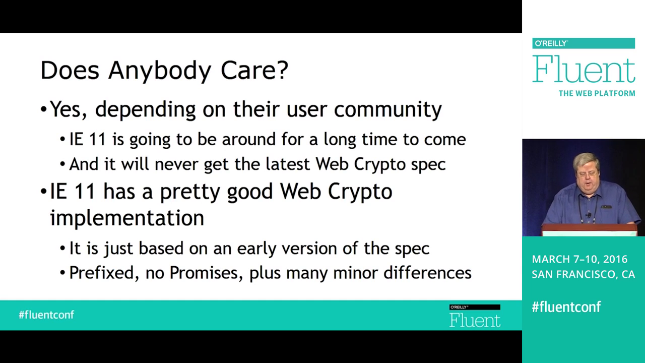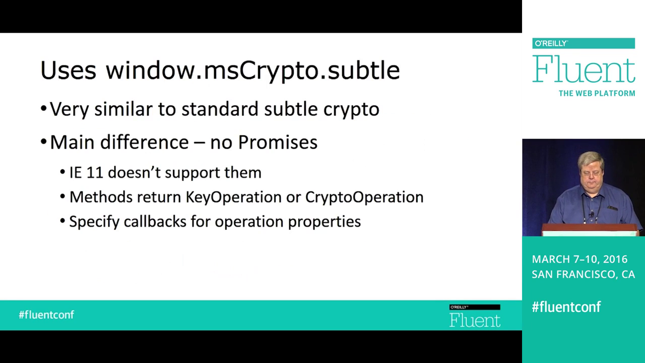for a while. The problem is that although IE has a pretty good web crypto implementation, it's not quite the same as what we've been using. It's based on a 2-year-old version of the spec, not the candidate recommendation. And the main reason for that is it doesn't use promises, which is necessary because IE 11 doesn't have promises in it. Instead of using window.crypto.subtle, use window.msCrypto.subtle. It's prefixed. Instead of returning promises that have methods for then and catch, it returns key operation and crypto operation objects that have properties for callbacks for onsuccess and onerror.